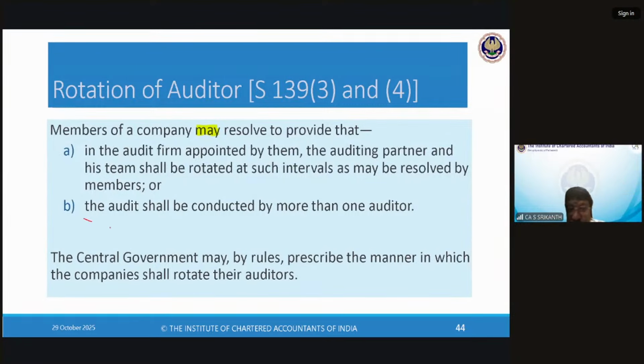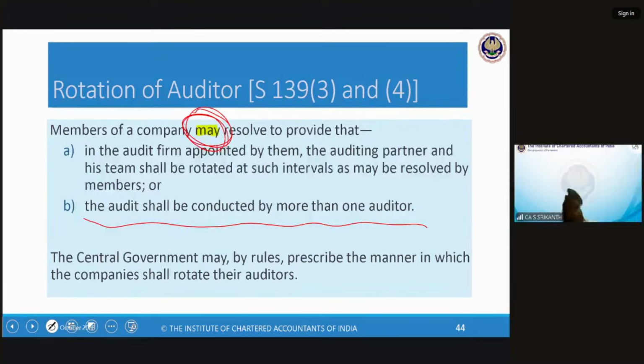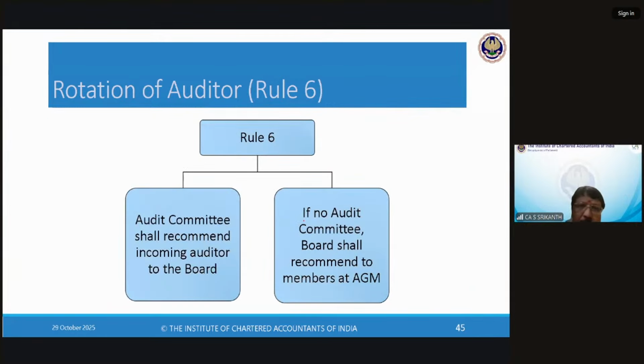They can also see here what they say: the members may resolve. May means option. If the company members want, they may resolve that the audit shall be conducted by more than one auditor. So having more than one auditor is a choice. Okay. So this also we have done.